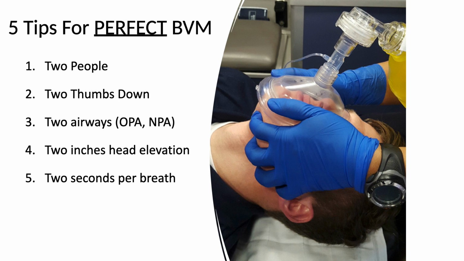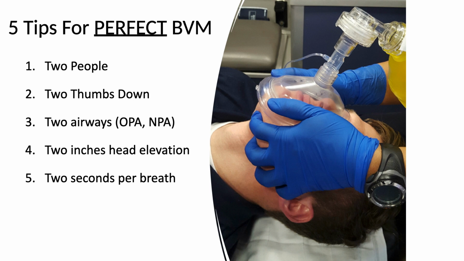If you're having difficulty with a mask seal, or maybe there's some anatomical difficulties with the patient, it's always nice to consider your airway adjuncts. So you can use an oropharyngeal airway or NPA. And then 2 inches of head elevation will line up the airway nicely. We'll talk about that in a minute.